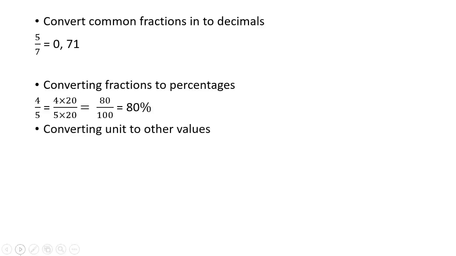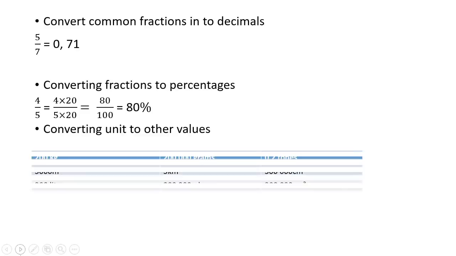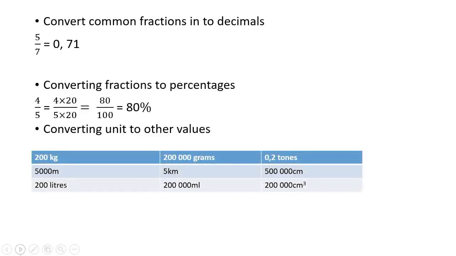Now sometimes they say convert units to other values. You have different values, for example 5,000 meters. Let's start with the first one in blue. It's 200 kilograms. You have to convert it to grams, and you have to convert it to tons.